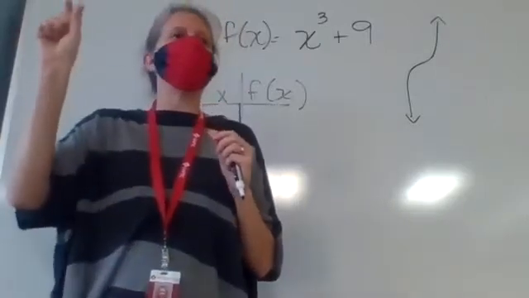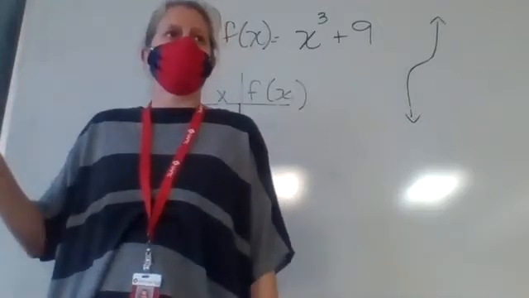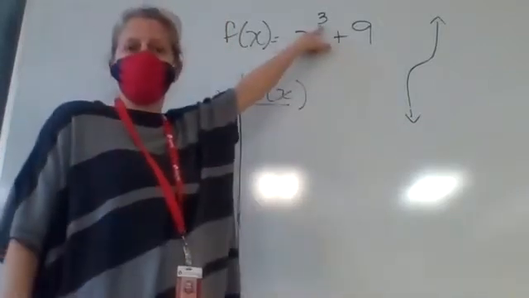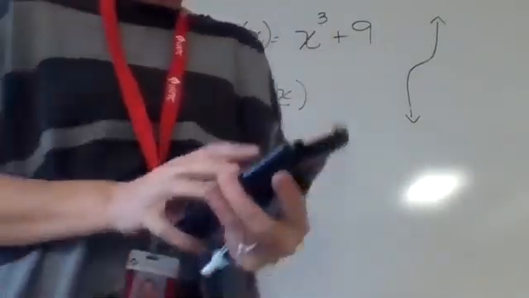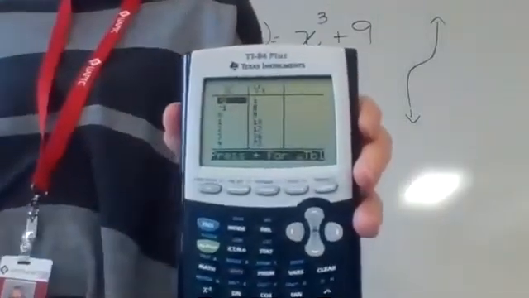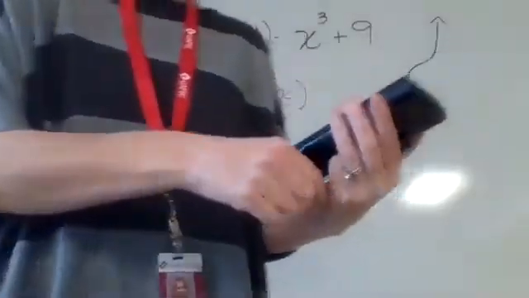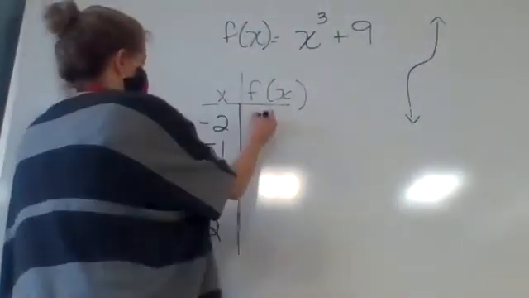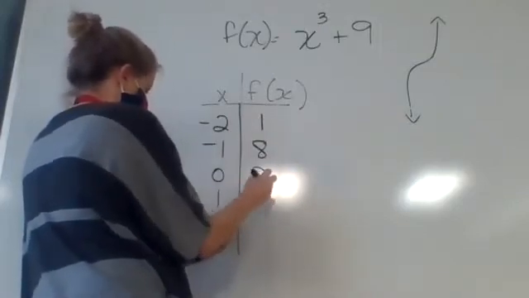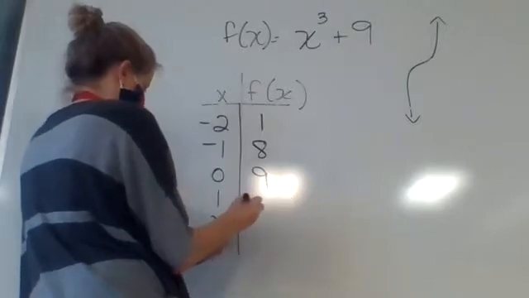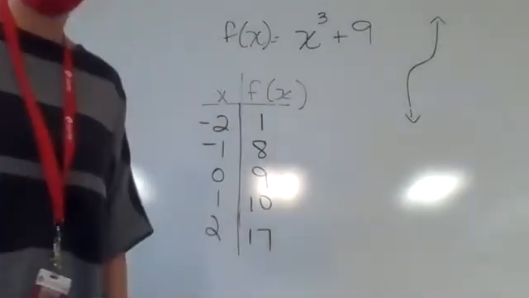When you hover over the shape that looks like this in MATLAB, it'll tell you cubic tool, which is what it is, the cube graph. So now that I know what shape it's going to be, I want to see the table. So second graph, there's all the points that you need. -2 goes with 1, -1 goes with 8, 0 goes with 9, 1 goes with 10, and 2 goes with 17.